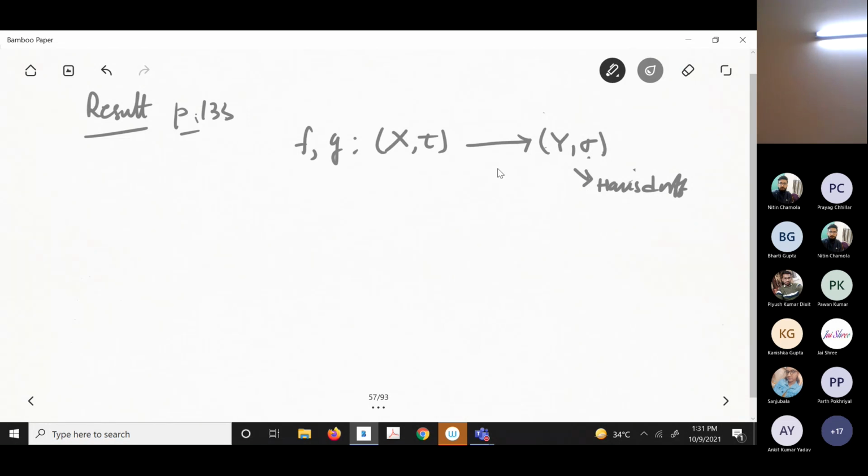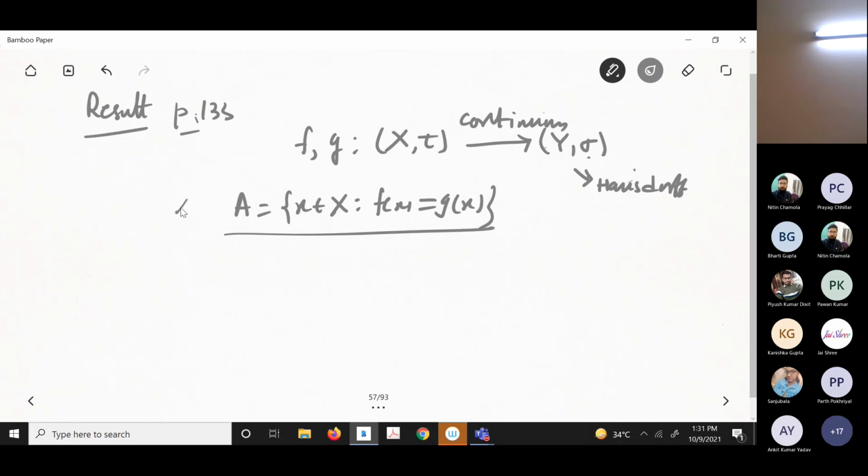Suppose you have two continuous functions, and A is this set. Look, this set is well defined. If they are not equal at any point, then A is the empty set. Then I am claiming that A is closed. Show that A is closed in X tau. It is a good result, particularly in algebraic topology. It has good applications.